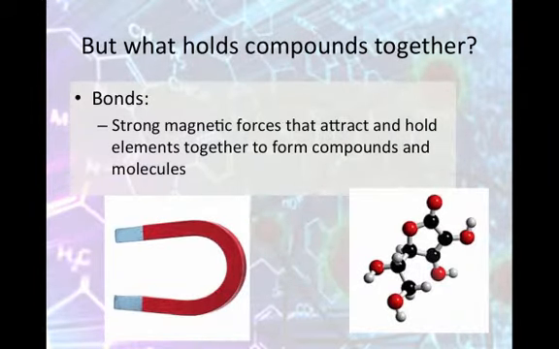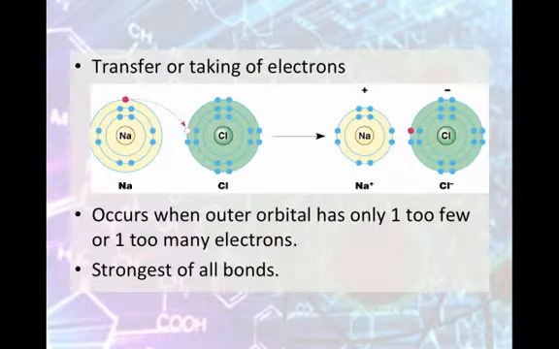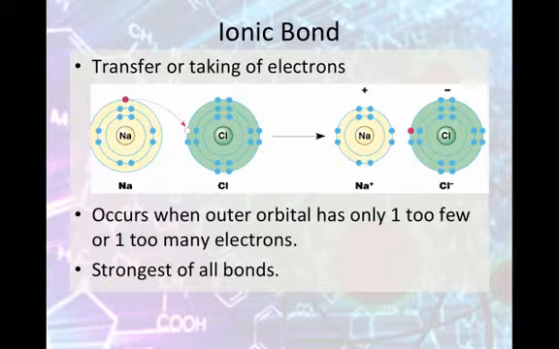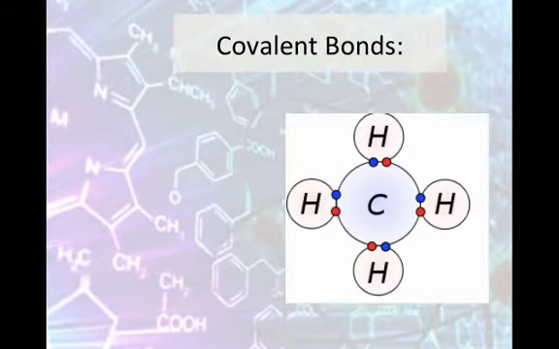But what holds compounds together? Bonds are strong magnetic forces that attract and hold atoms together to form compounds. An ionic bond occurs when there is a transfer or taking of electrons. When one electron in the outer orbital leaves and joins the outer orbital of a second atom. Covalent bonds are when the electrons are shared.